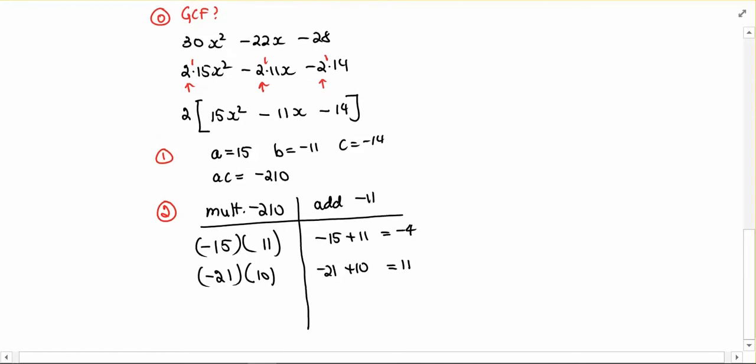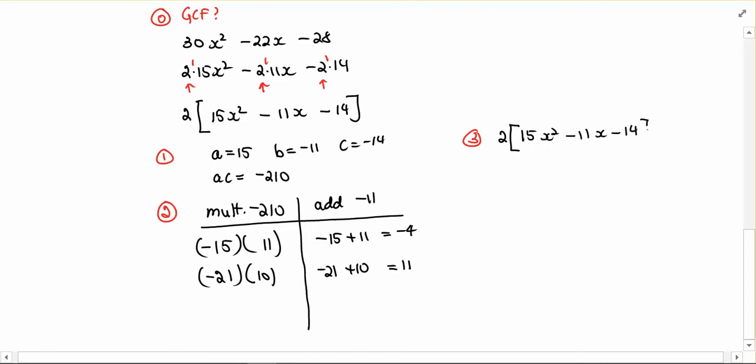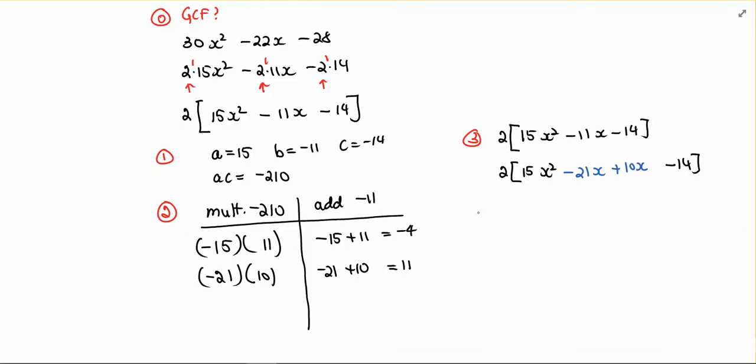So I'm going to now split my problem up. Now remember, when you're doing the split step, if there is a GCF on the outside, make sure to write it down. So here is the problem so far, and so here is my split. Notice how I'm writing everything down. So instead of the 11, I'm going to use minus 21 plus 10. And now I'm going to group and factor.